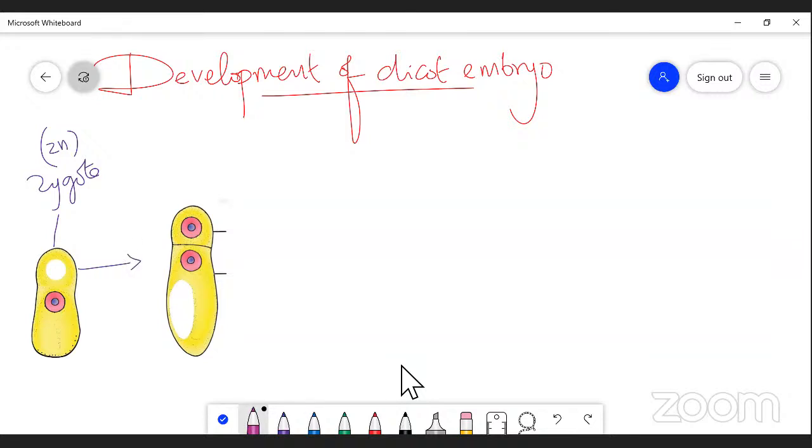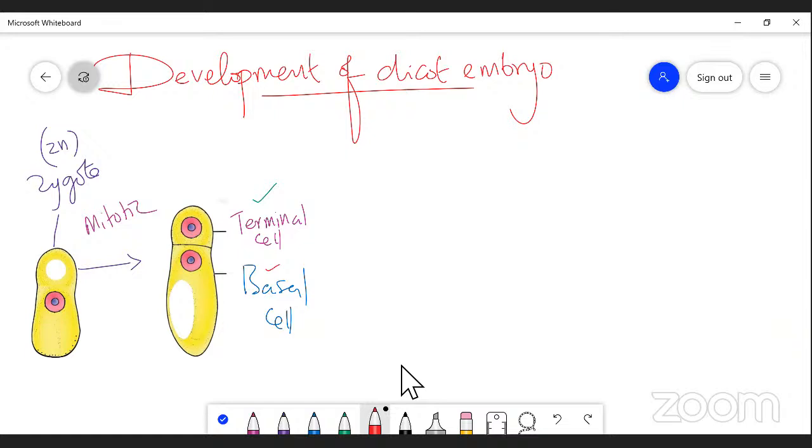So this zygote undergoes mitotic division to form a two cell stage. The one is a terminal cell and another one is the basal cell. The terminal cell is the upper cell, found on the upper side, whereas the lower cell you can see is the basal cell. So the zygote differentiates into two cells. The upper side cell is called the terminal cell, and the lower part of the cell is known as the basal cell.